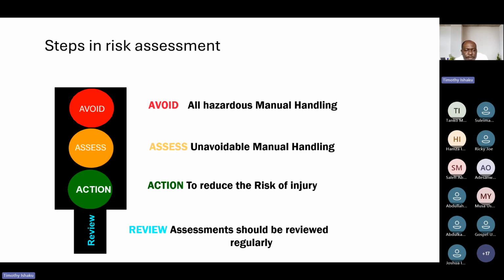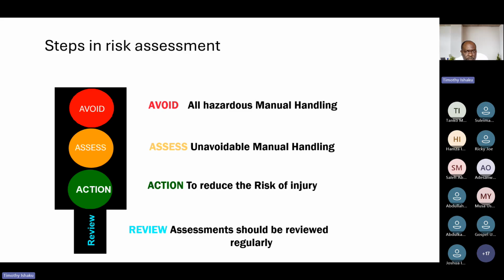There is what we call the traffic light system. And always, like I said, in patient handling or in manual handling, avoid all hazardous movement. Avoid all hazardous manual handling where you can. Always avoid. That's the first principle. Avoid. And the red means you eliminate the hazard where possible.